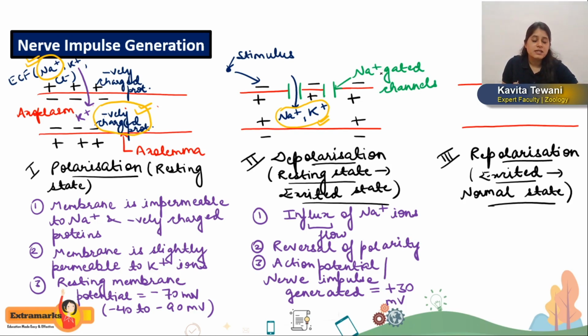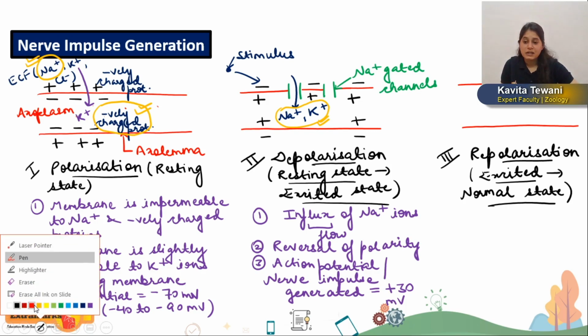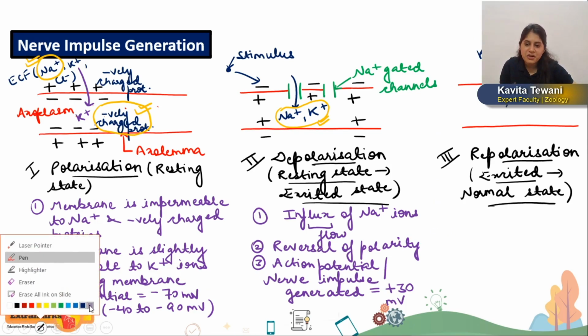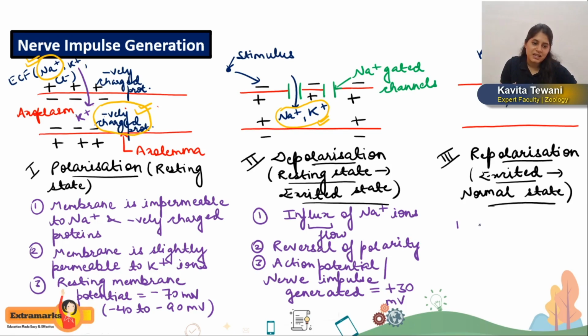Na plus gated channels were open earlier, and now K plus gated channels will open, and now K plus ions will go out. There will be outflux of K plus ions, and this is the very first and important event of repolarization, called outflux of K plus ions. Got my point or no?